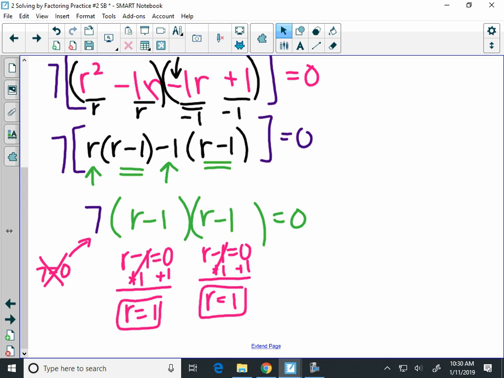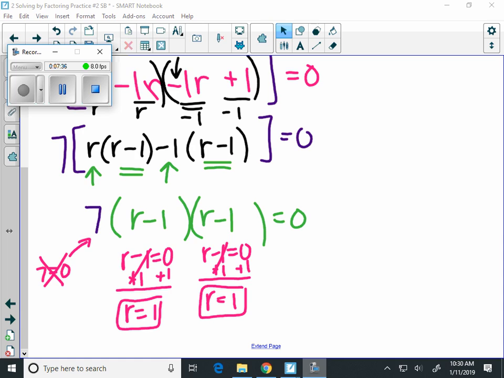R equals 1. All right, if you have other questions, check the key on Canvas or ask your teacher for some help.